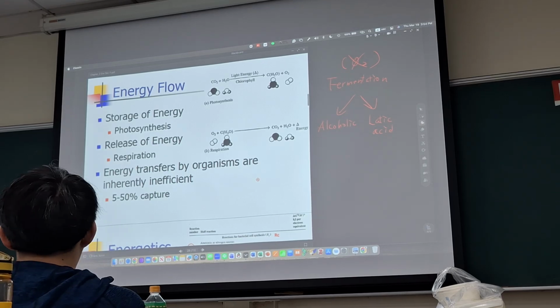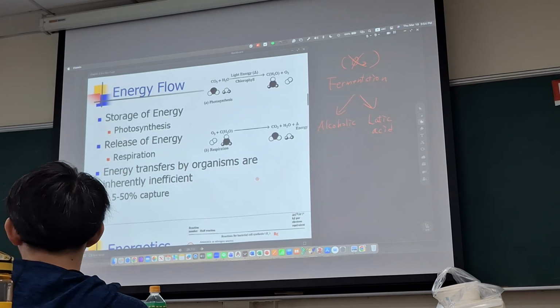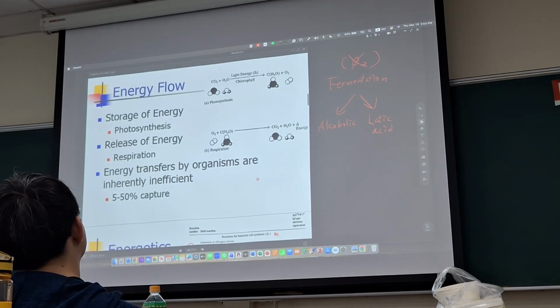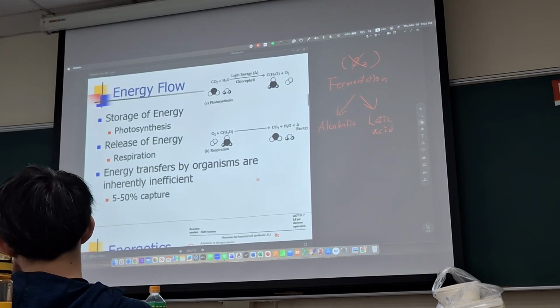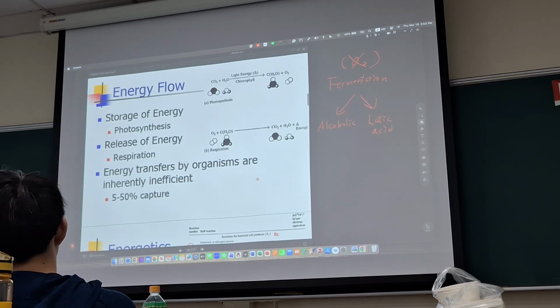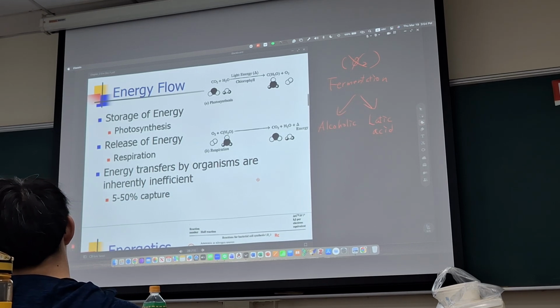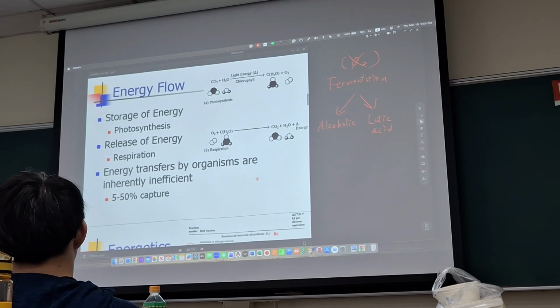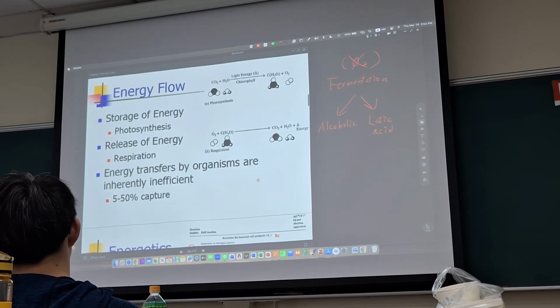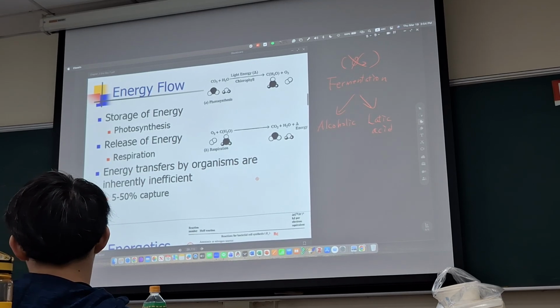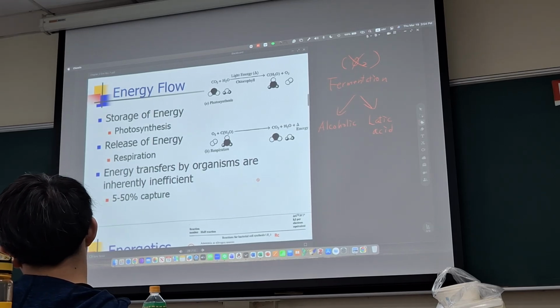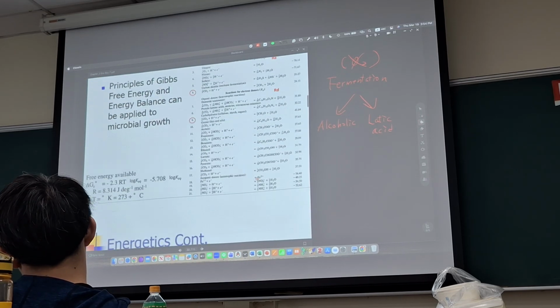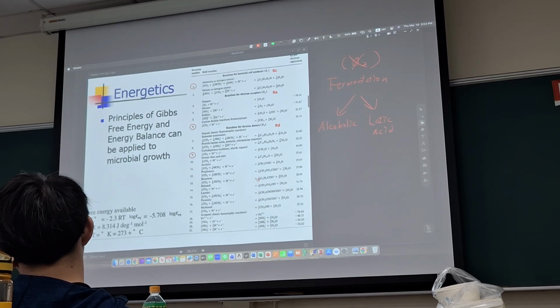Photosynthesis is used for storage of energy, and respiration is used for release of energy. However, energy transfer by organisms is inefficient. It's only about 5 to 15% capture. And this is from the textbook.